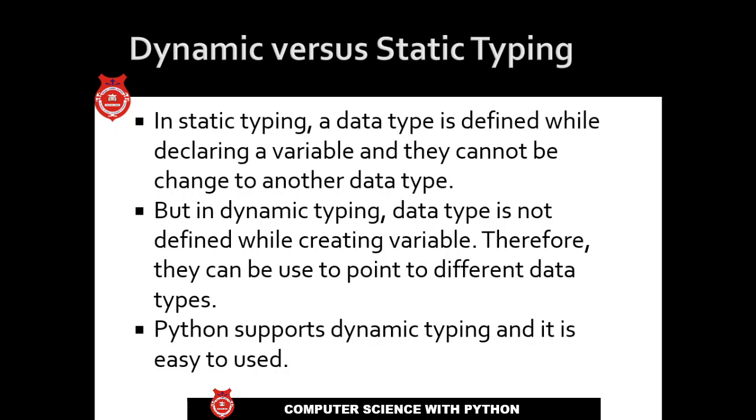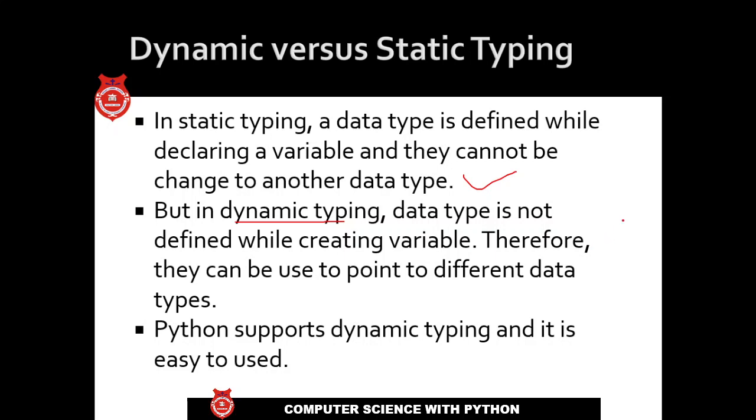Now let's talk about dynamic typing versus static typing. Okay, in static typing, the data type is defined while declaring a variable, and it cannot be changed. This is true in many of the programming languages except Python. But in Python we have dynamic typing.